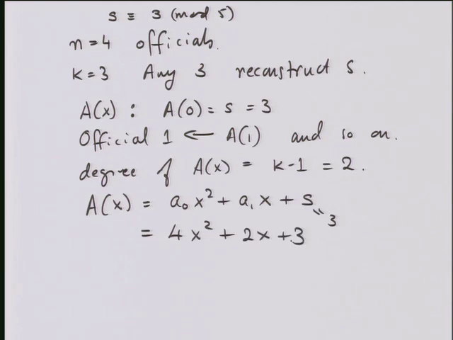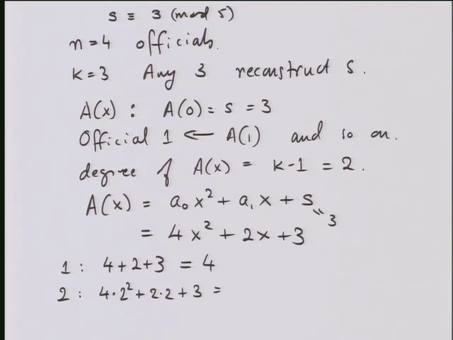Now officials 1, 2, 3, 4 want to know what their shares are. Official 1 gets 4 plus 2 plus 3 mod 5, which is 4. Official 2 gets 4 times 2 squared plus 2 times 2 plus 3, which is what?